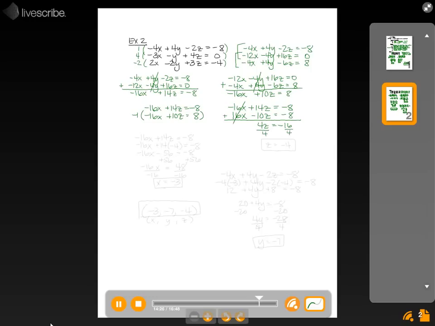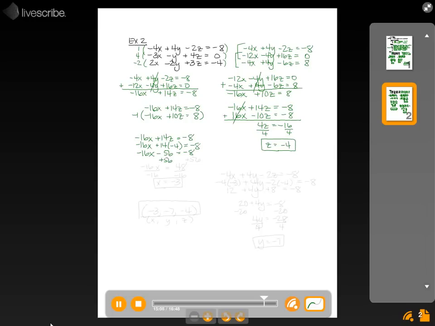Divide both sides by 4. Z is negative 4. There's one of our answers. That's the first one of our variables. Now we're going to take that z, plug it back into one of our two variable system of equations. Doesn't matter which one, I'm going to get the same answer either way. I'm just going to plug it into the top one. Negative 16x plus 14z equals negative 8. It's going to become now negative 16x plus 14 times negative 4 equals negative 8. Negative 16x minus 56 equals negative 8.